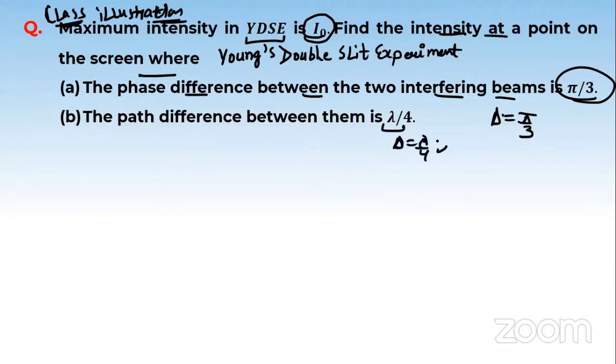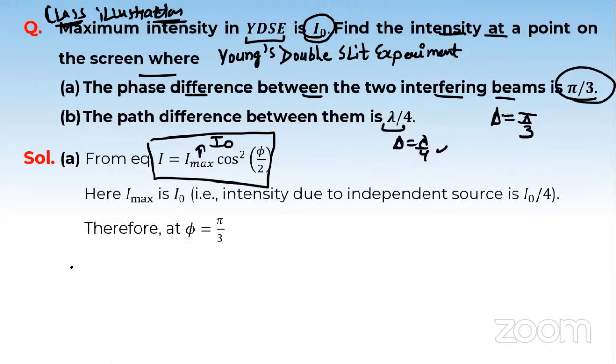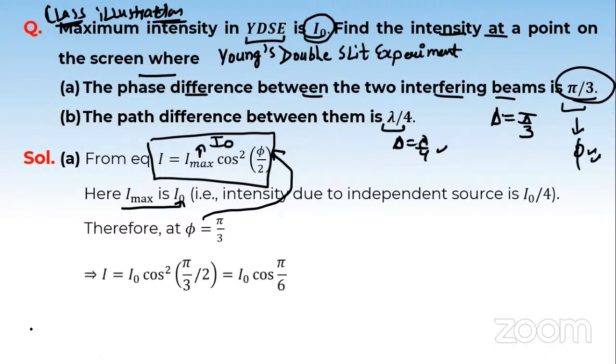See, students, you must know the formula for that. We know the general equation, where I max is equal to I naught according to the question. Have you seen this formula in interference? Yes, we have seen this when we were seeing the condition for constructive and destructive interference. I max is I naught, maximum intensity. We know for phi equals pi by 3, I equals I naught cos square of pi by 3 by 2.